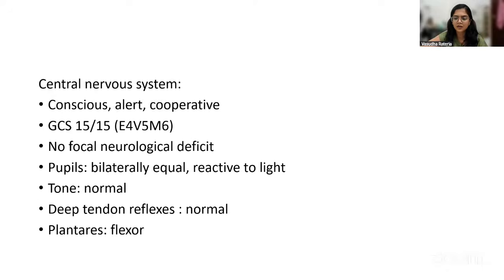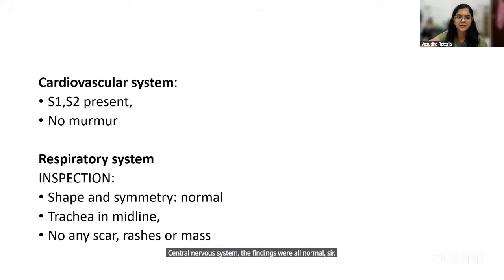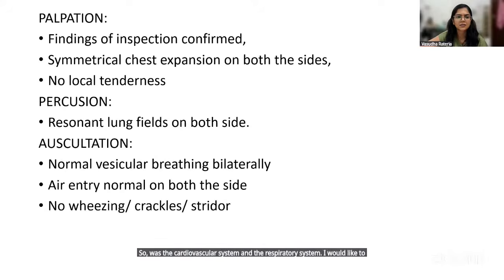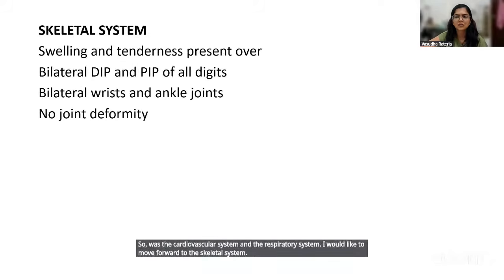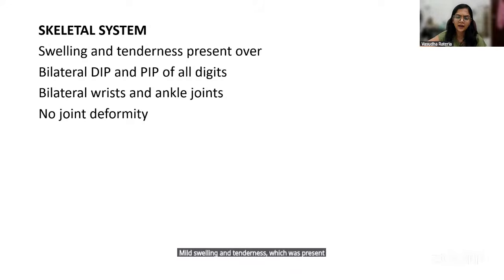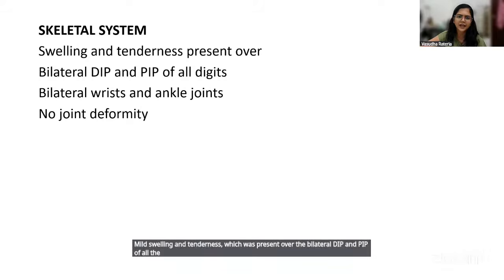Central nervous system, the findings were all normal, sir. So was the cardiovascular system and the respiratory system. I would like to move forward to the skeletal system, where there was mild swelling and tenderness, which was present over the bilateral DIP and PIP of all the digits and bilateral wrist and ankle joints. But there was no joint deformity.